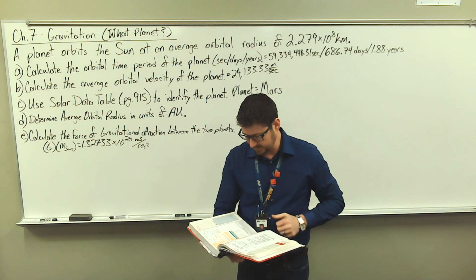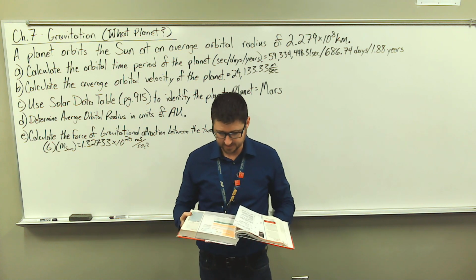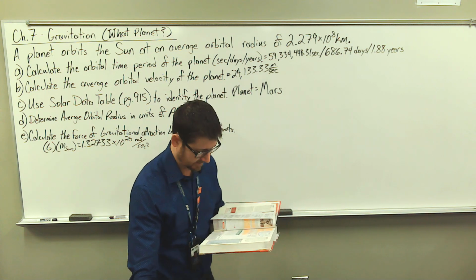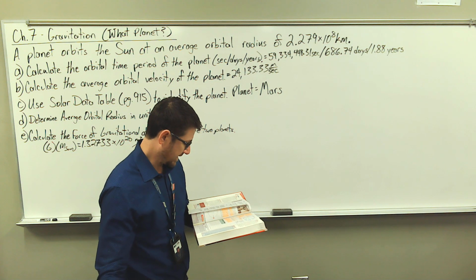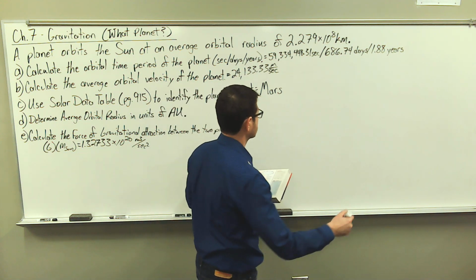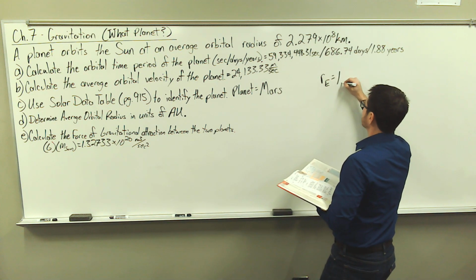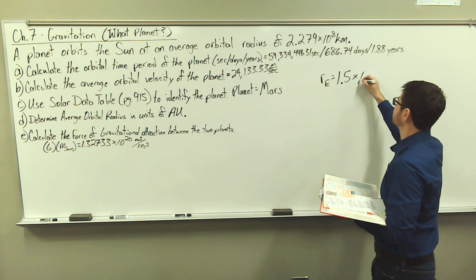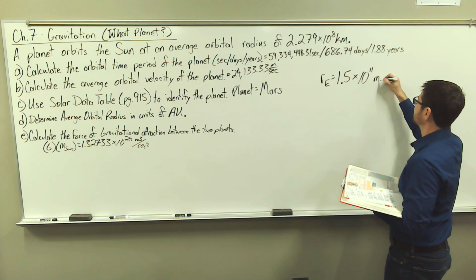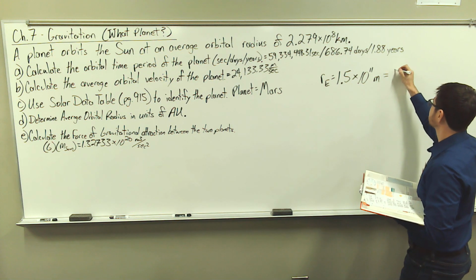On 173, it tells us the mean distance from the Sun of planet Earth, and it is 1.5 times 10 to the 11th meters. So Earth's average orbital radius is 1.5 times 10 to the 11th meters, and this is equal to 1 astronomical unit.